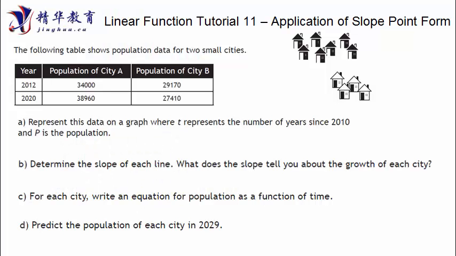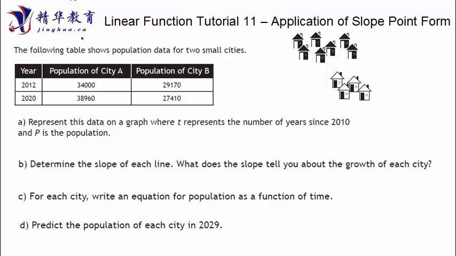I'm Steven. In this video, we can talk about linear functions part 11, the application of slope point forms. Again, this is word problems, so don't be scared. Just think about this as real world questions, and think in a logical way. All right, let's see the questions here.